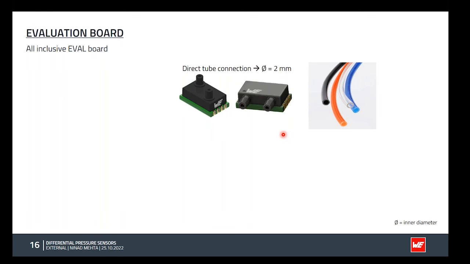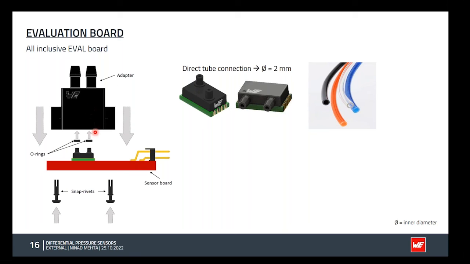In the end, we also offer all-inclusive evaluation boards, which make the tube connections very easy for your prototyping. For example, for the standard product sensors, you can connect tubes of 2 millimeter diameter directly to the sensors. For the horizontal nozzle sensors, the ports are barbed, so they give you a better connection with the sensor.